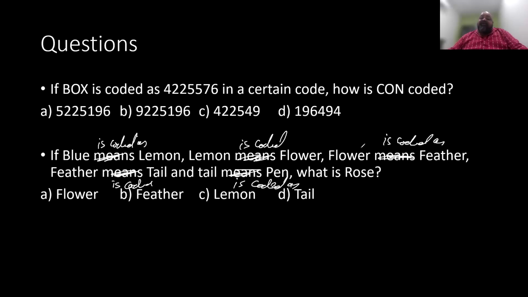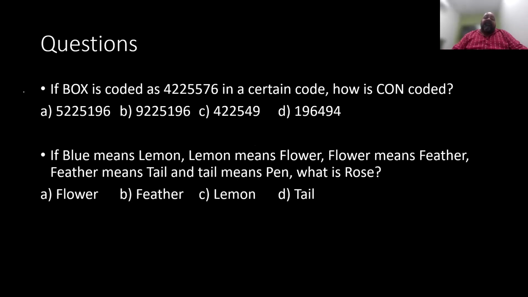Rose is a flower, and what is flower coded as? Flower is coded as feather. So in this case, the answer will be feather. "Is coded as" means as we move forward, we move backwards.